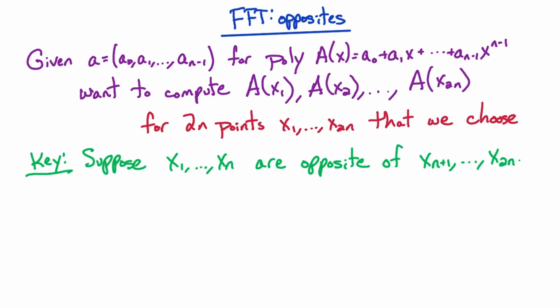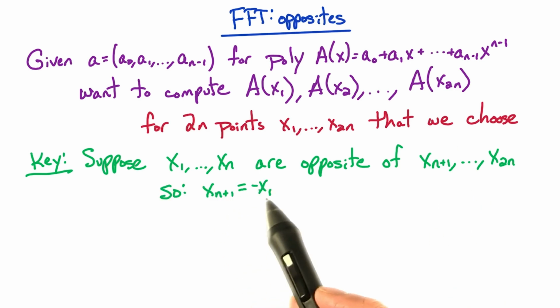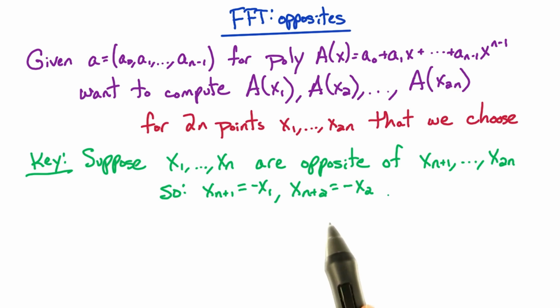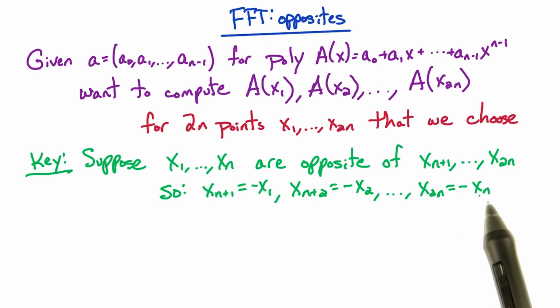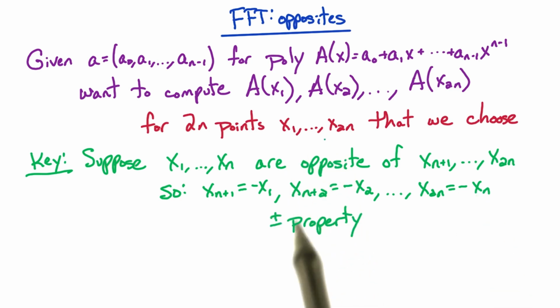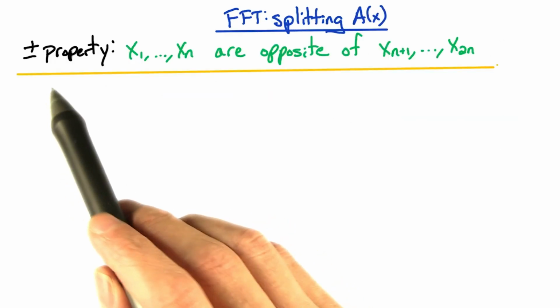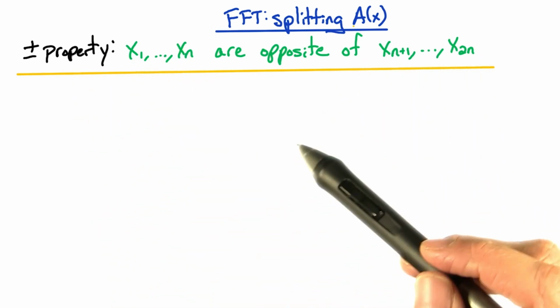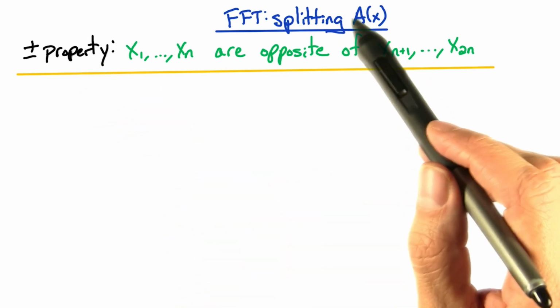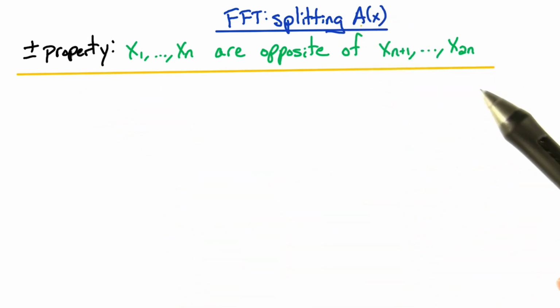A crucial observation is, suppose that the first n points are opposite of the next n points. In other words, xn plus 1 is negative x1, xn plus 2 is negative x2, and so on. The last one, x2n, is negative xn. Let's suppose that our two n points satisfy this property, which we'll call the plus minus property. And let's see how this plus minus property is useful. Once again, the plus minus property says that the first n points are opposite of the next n points. And let's see how it's useful for recursively computing a of x at two n points.